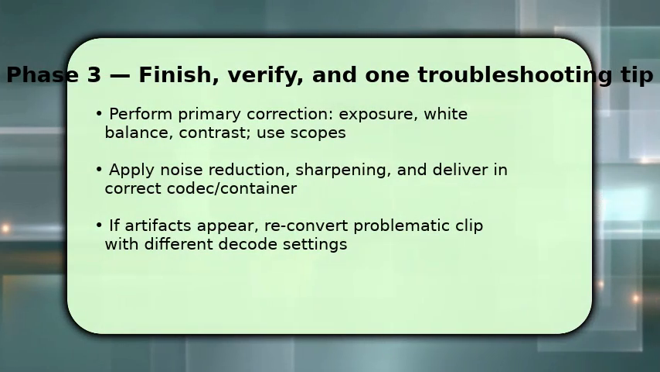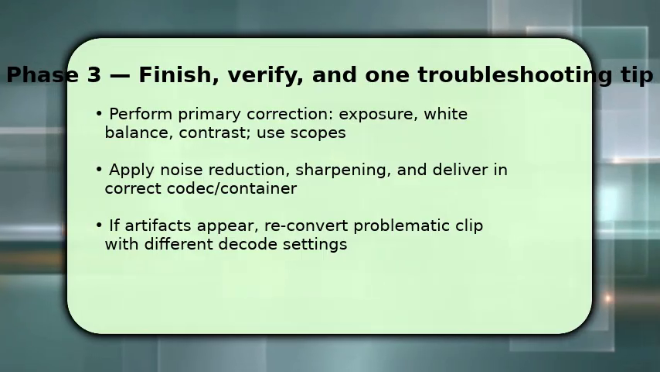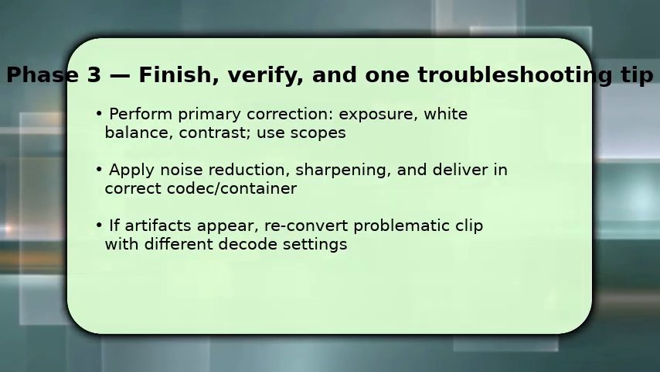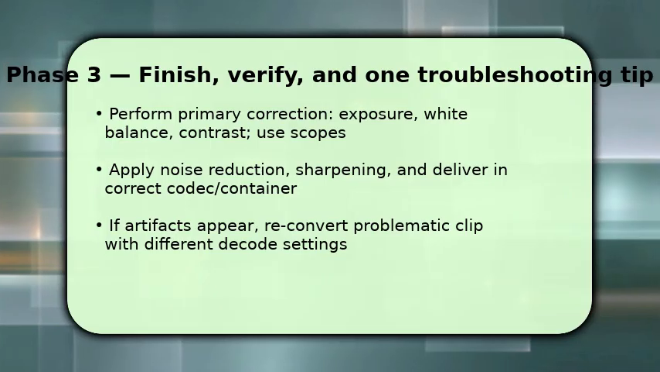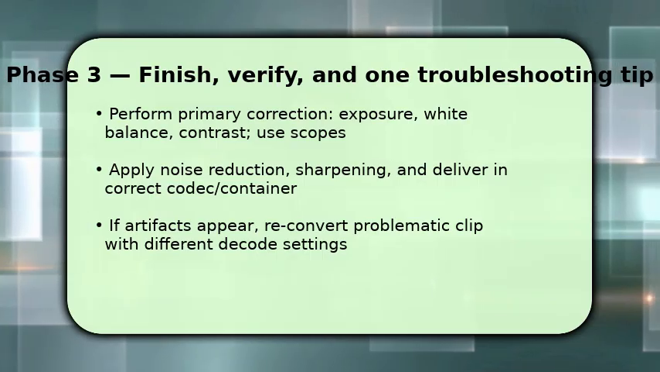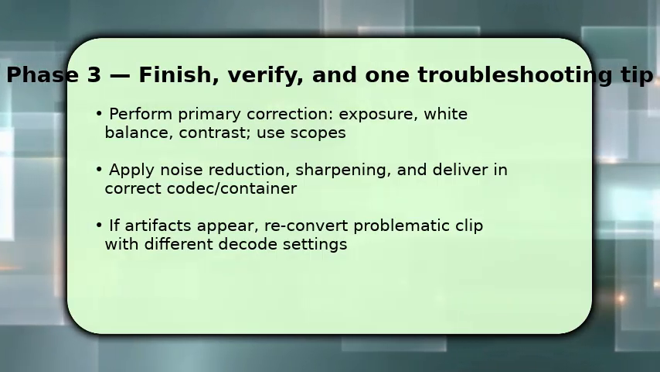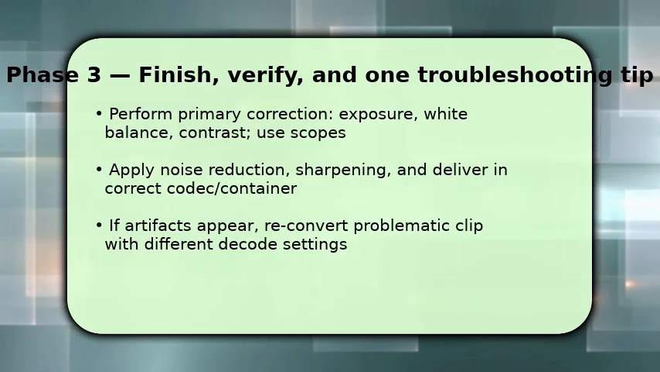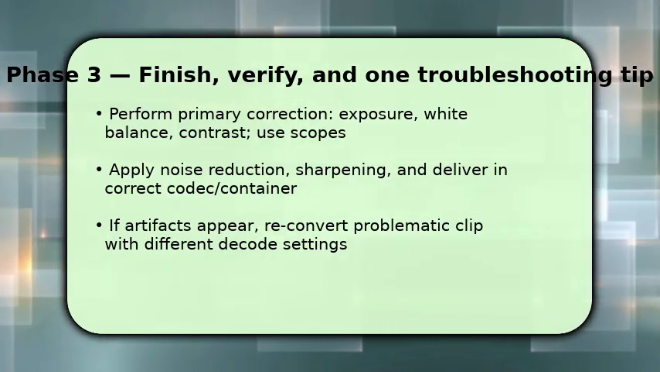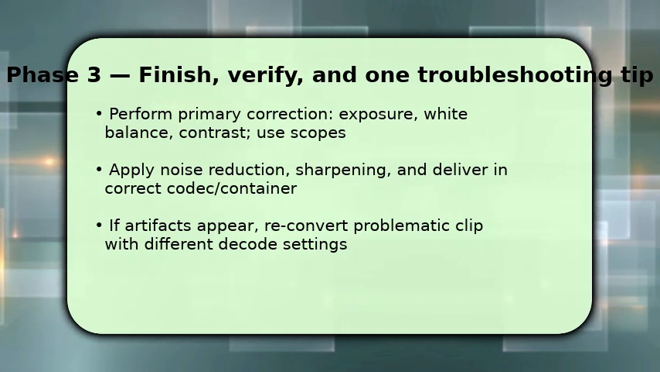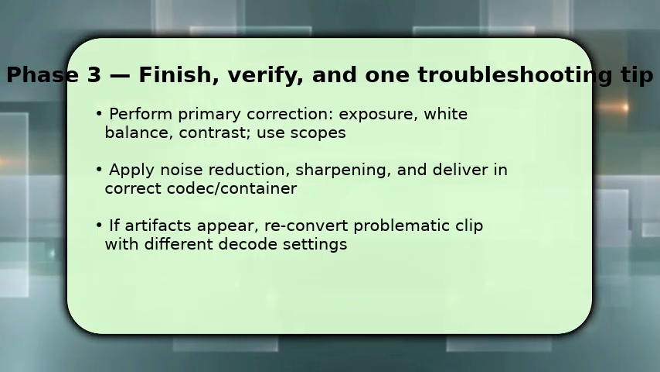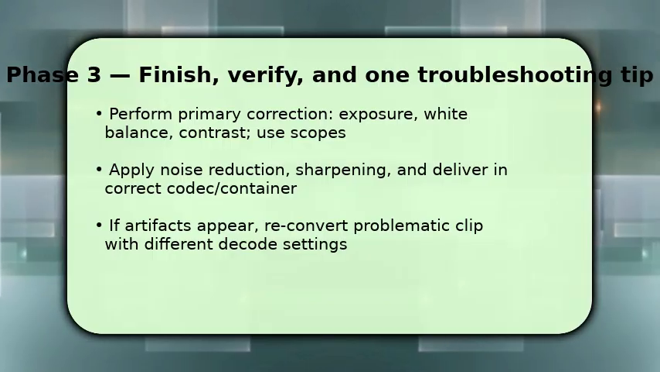You finish by grading and exporting. Start with primary corrections, exposure, white balance, and contrast, using waveforms and vector scope for accuracy. Then add noise reduction and careful sharpening, because aggressive sharpening breaks RAW detail. Choose a delivery codec like ProRes or DNxHR and match timeline resolution and frame rate. If you see banding, corrupted frames, or sync drift, reconvert the problematic clip with a different RAW decode setting or try RAW 2 DNG's alternate demosaic. Often that fixes artifacts without reshooting.